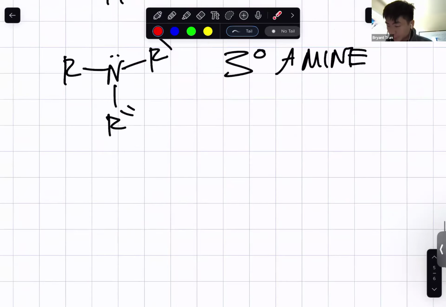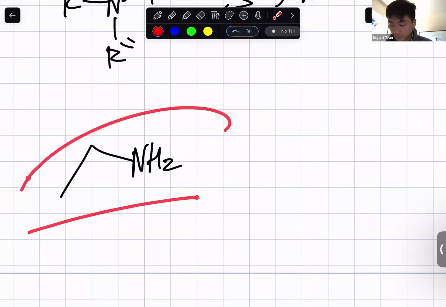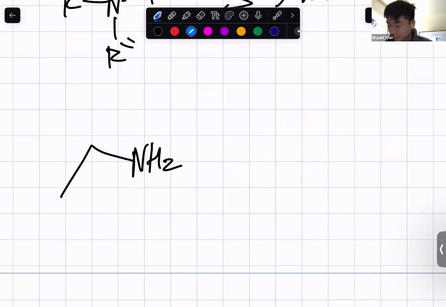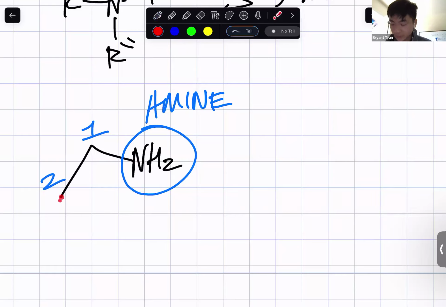So, let's say for example, we have something like this right here. The highest priority group for this molecule is going to be this amine structure, the functional group here. And because this is the highest priority functional group, our number one carbon has to be this carbon, and then our number two carbon will be this carbon right here. And because we see that our main chain is two carbons long, our prefix will be eth, right?